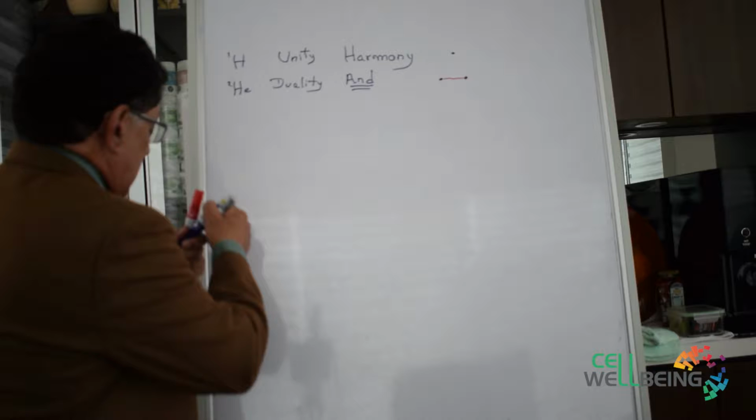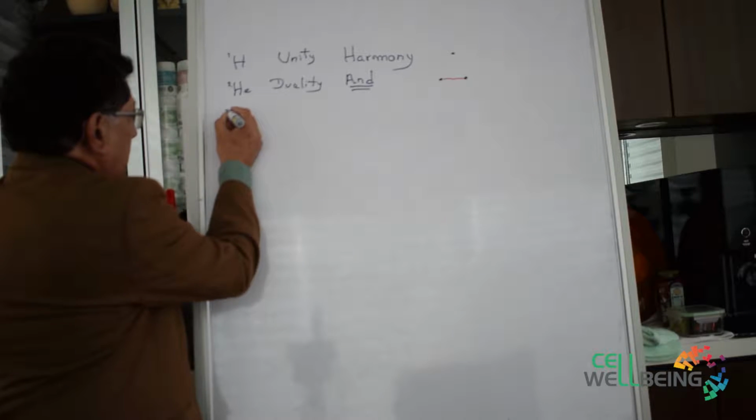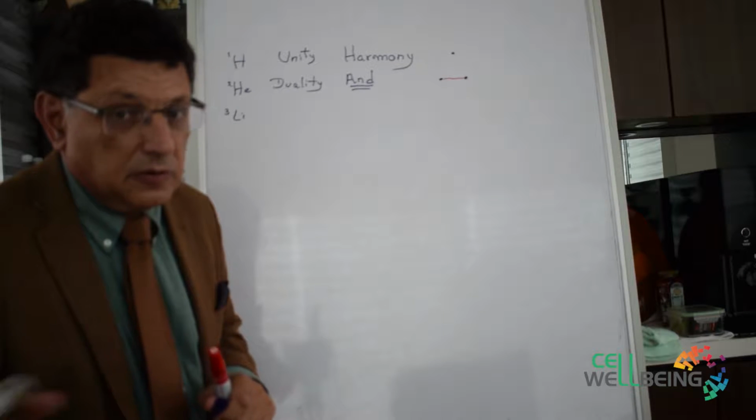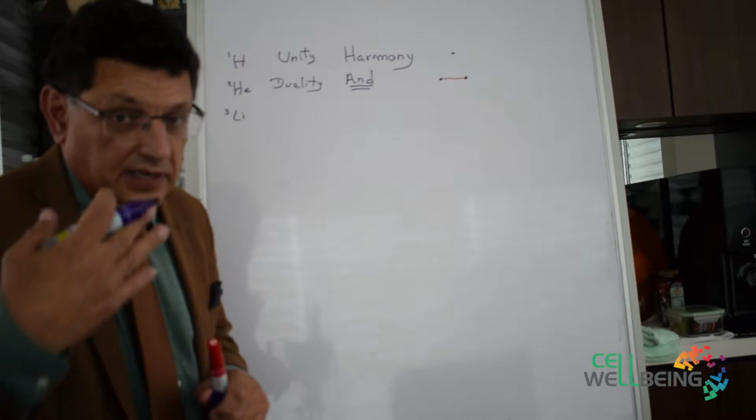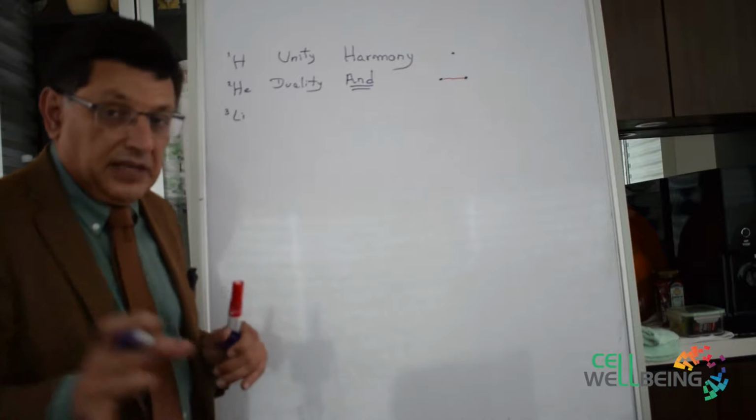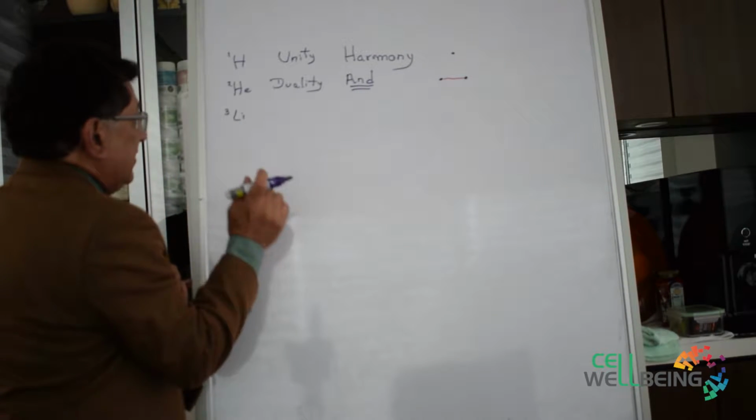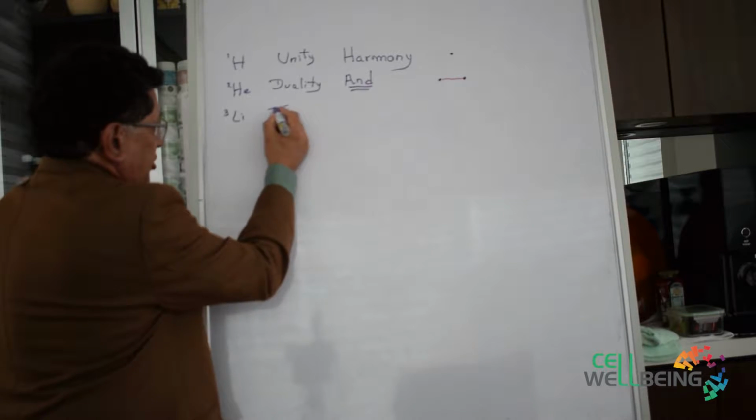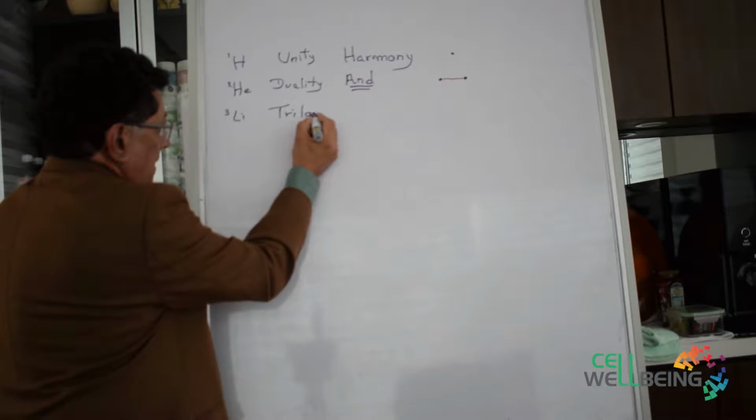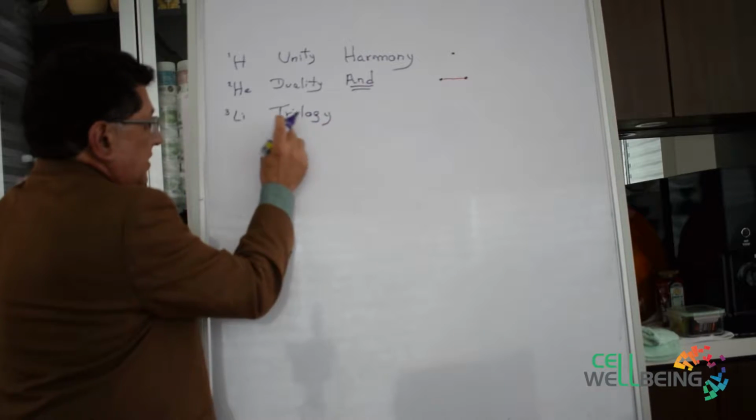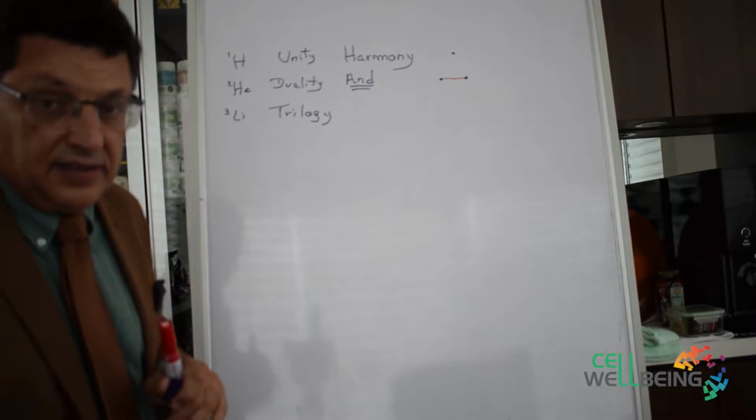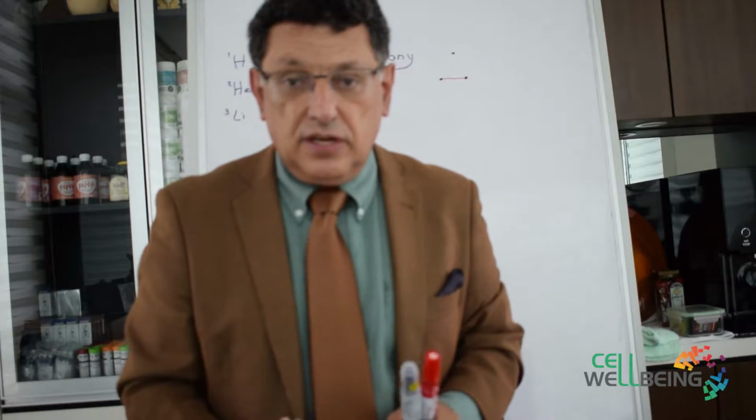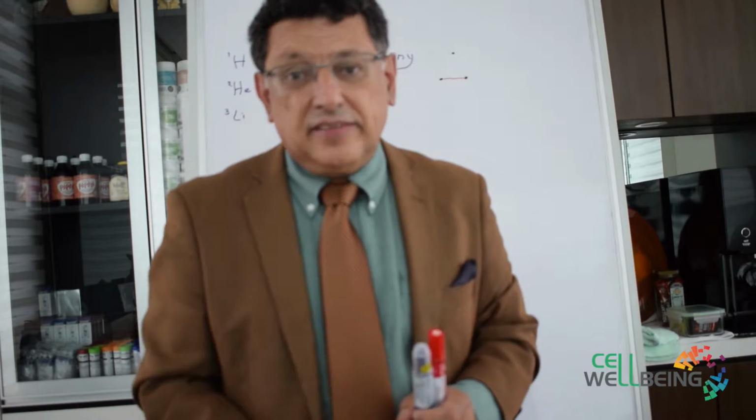We know that the next element is lithium. You can look this up in the periodic table of elements, and I will show you some of these examples as we edit this video, but for the time being, just keep up with me. Lithium is an element that brings a trilogy. Trilogy means 3 entities.